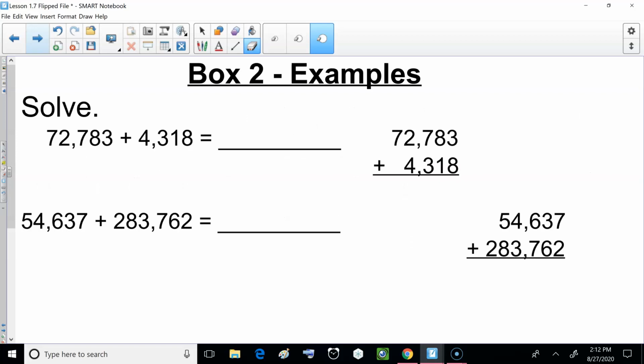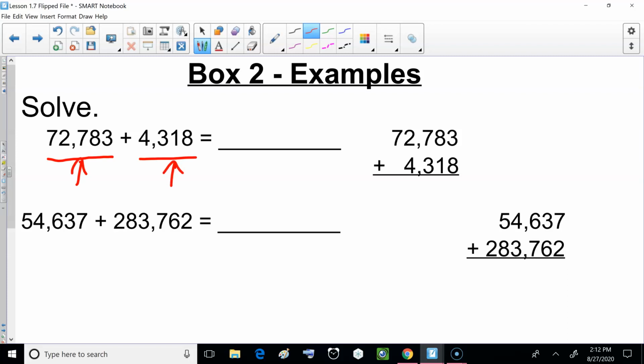The reason why we talk about that is because a lot of times we'll see problems like this. 72,783 plus 4,318. Notice they're different size. This one has 5 digits. This one only has 4 digits. And it's written like this, so it's not really easy for us to put on a piece of paper and solve. So usually we see a problem like this, and we come to our notepad, we're going to write it just like we did right over here.